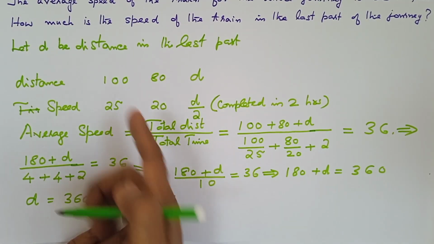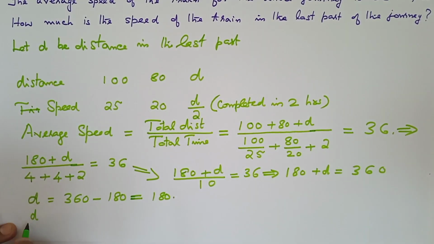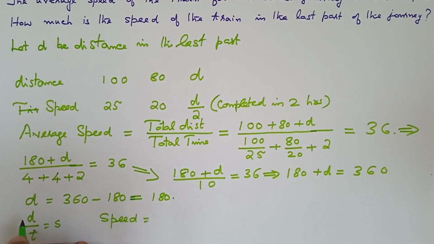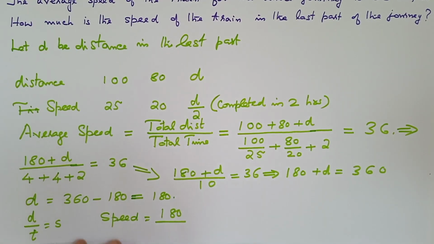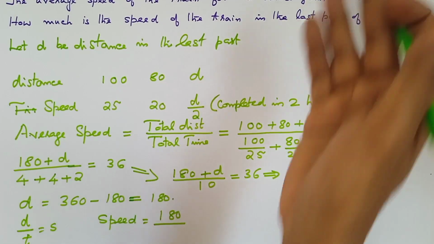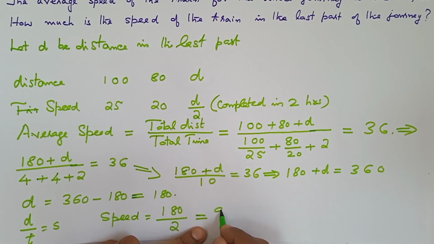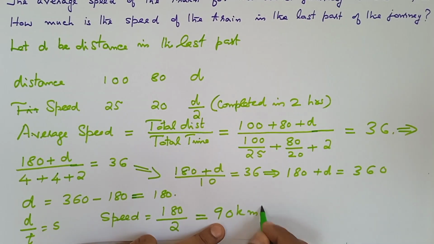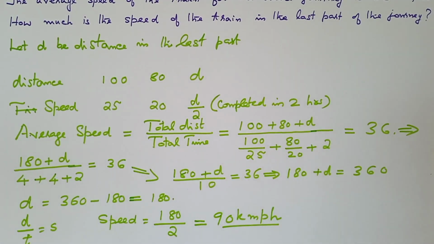We are asked to find out what speed of the train in the last part. Speed, as you know, D by T is speed. So speed is equal to D, found out to be 180. And how much is the time? That's given in the problem. It is 2 hours. So 90 kilometer per hour is the speed of the train in the last part or the remaining part of the journey.